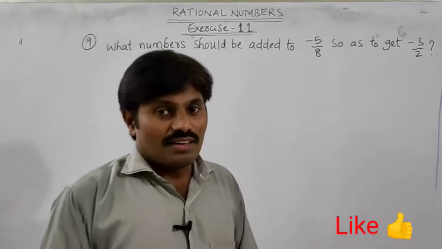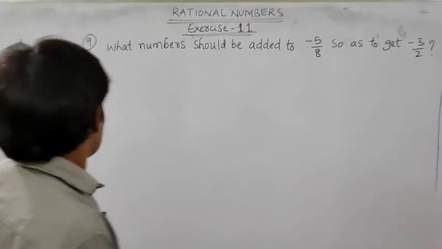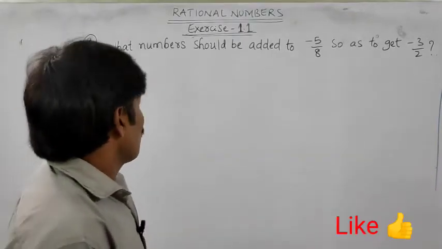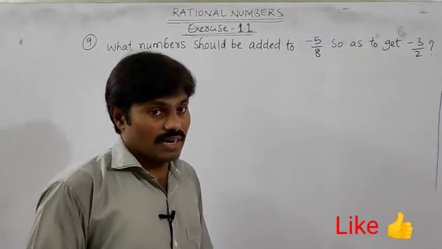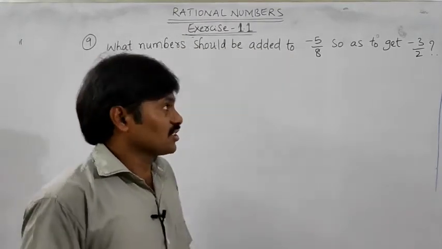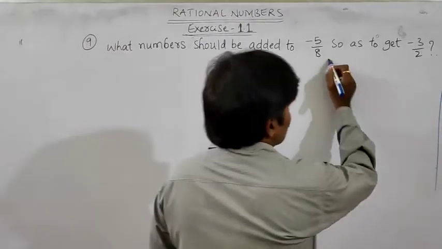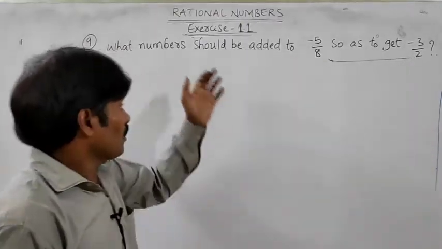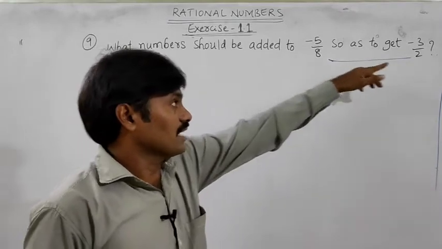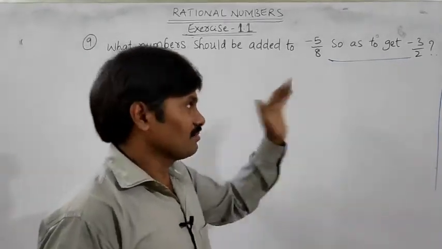Okay. Dear children, now we solve question number 9, that is, what number should be added to minus 5 by 8 so as to get minus 3 by 2? So what number should I add to minus 5 by 8 to get minus 3 by 2? Is that clear? That is the only question.